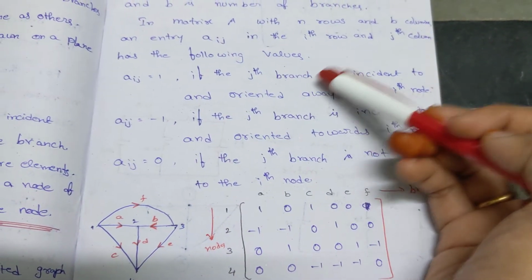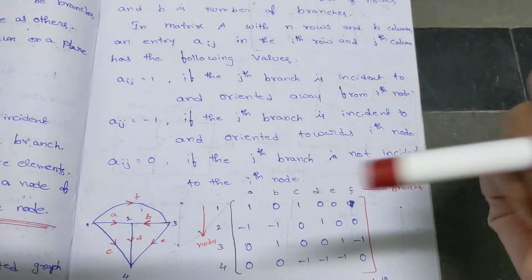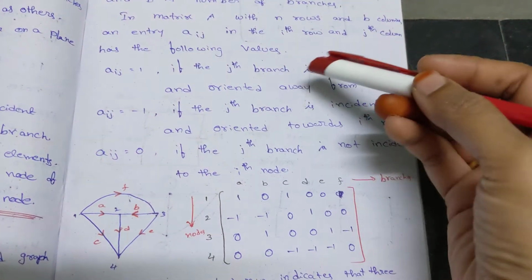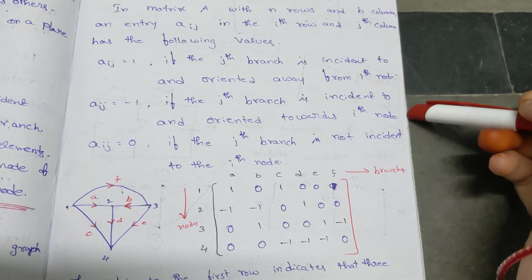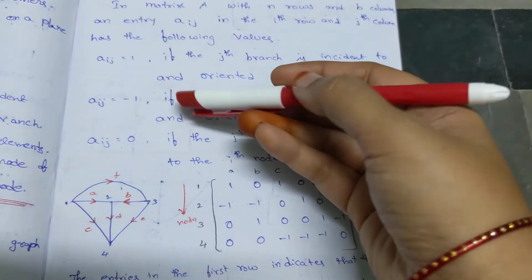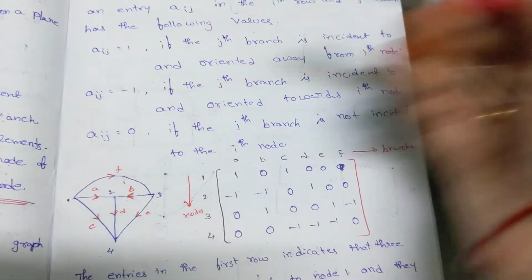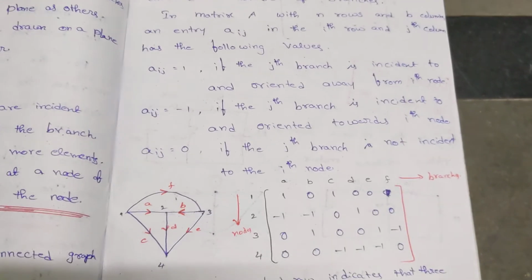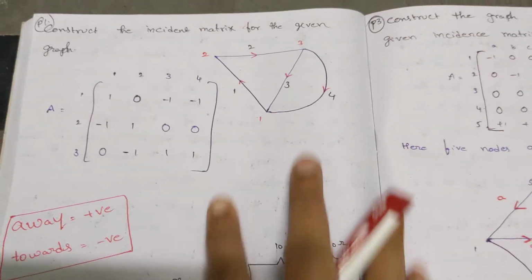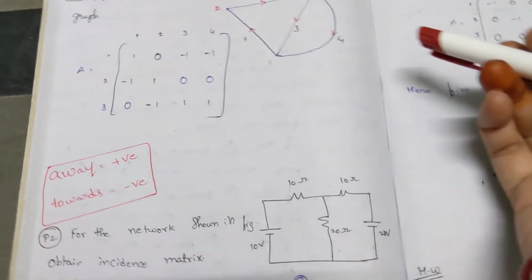If that branch is incident on your node and oriented away from the node, it is positive 1. At the same time, if the branch is incident on your node and oriented towards the node, that means the direction is towards your node, we are considering it as minus 1. If there is no relation between your branch and node, we are simply keeping it as 0. That's the way we are going to write the incidence matrix for the given graph.